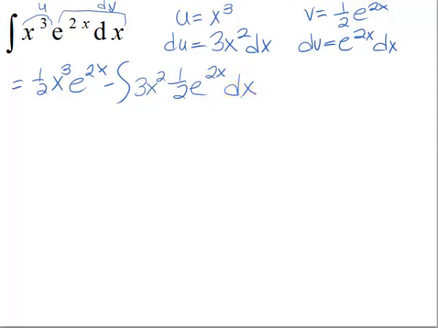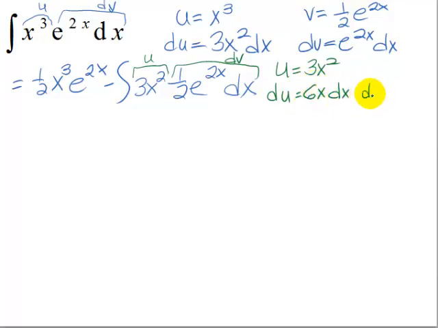So now we are going to apply integration by parts again, and we're going to let this piece be our u and this piece be our dv. So u is going to be 3x squared and du is going to be 6x dx. dv here is 1/2 e to the 2x dx, so v must have been an e to the 2x, but we need that 1/2, and there's already a half out there, so that's going to become a 1/4.